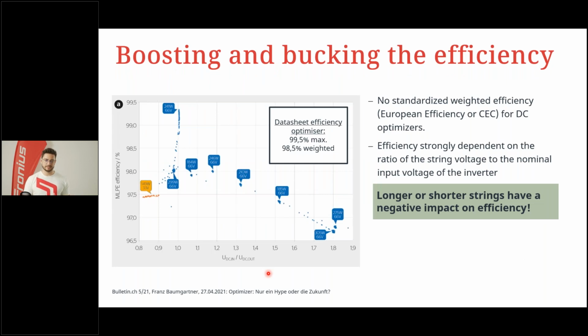This basically means that there is a rated datasheet efficiency for such optimizers. And they are pretty high if you look at them. So like 99.5% at maximum or 98.5% weighted. So we are in the really upper part of this chart on the datasheet. Now, this would mean that we have the perfect input voltage of the system to the operating voltage of the inverter. Now, we need the perfect input voltage because this means the perfect efficiency of the inverter in order to get the correct AC voltage on the other side of the inverter.